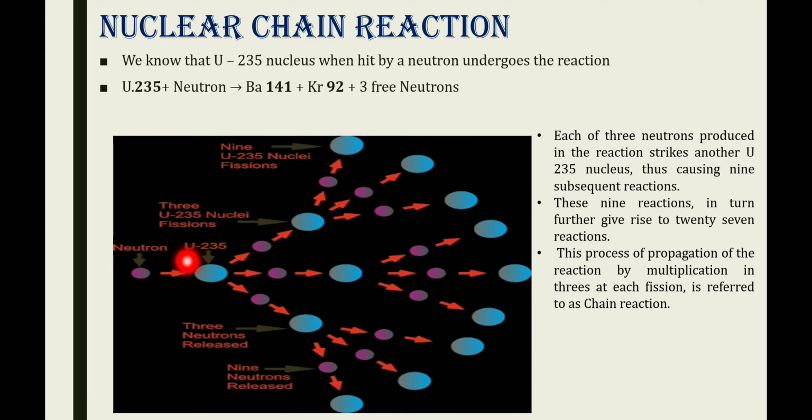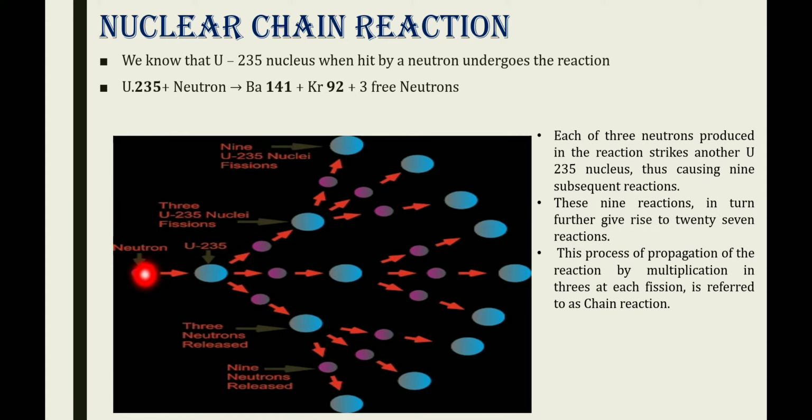Here, this is the heavy element nucleus, uranium 235-92. When it is hit with a neutron, how many does it release? 3 free neutrons are released. 1, 2, 3. Then what will happen? Each of the 3 neutrons produced in the reaction strikes another uranium 235. So again it releases 3 neutrons. Again one neutron hits uranium 235-92.